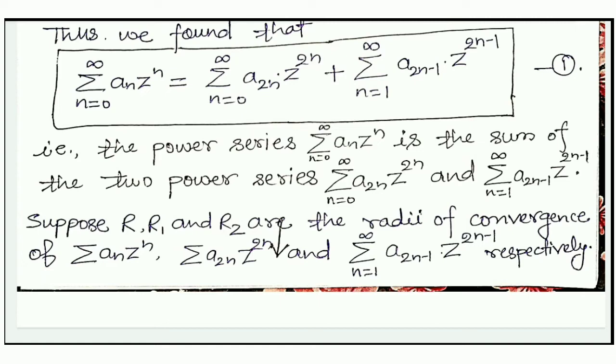So it means that if the first power series a_2n z^2n has the radius of convergence r1, and the second power series a_(2n-1) z^(2n-1) has the radius of convergence r2, then the radius of convergence of the resultant power series, summation a_n z^n, will be the minimum of r1 and r2. So now we will find the radius of convergence of both power series, and after that we will see which one is the minimum; the minimum radius of convergence will be the radius of convergence of the resultant power series.